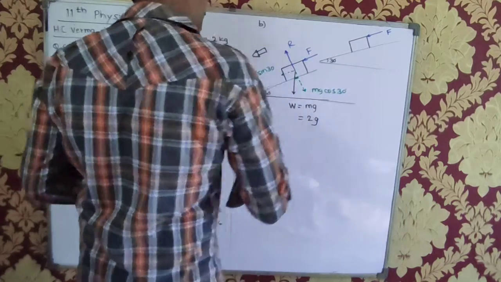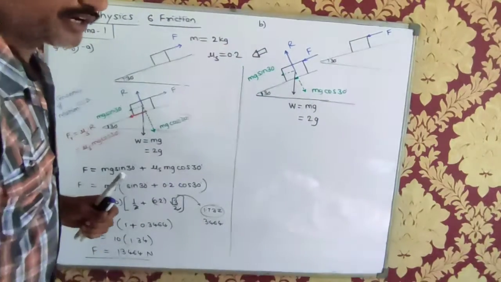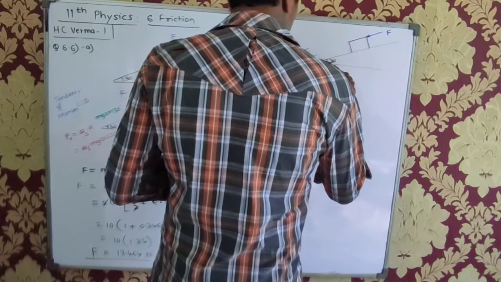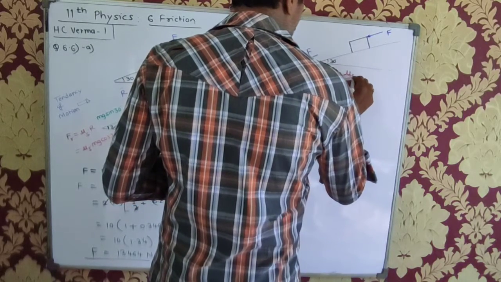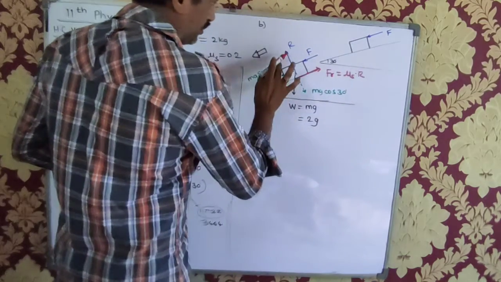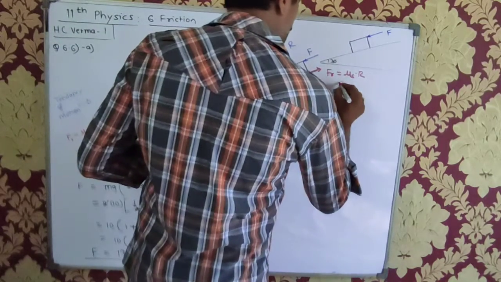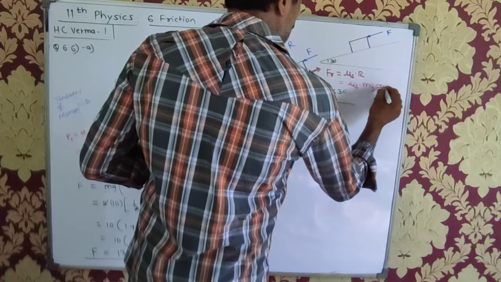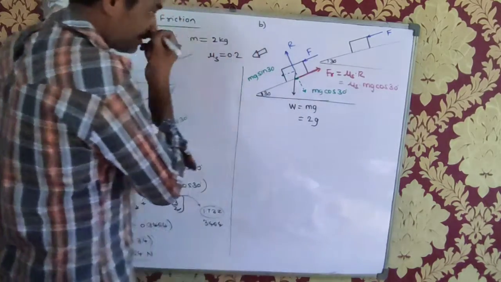Now the tendency of the motion is in the downward direction. So the force of friction is going to oppose this, and will be acting in the opposite direction, like this. So this is the force of friction. Fr is equal to mu s into normal reaction. But normal reaction is equal to this. So that is equal to mu s into mg cos 30. Isn't it? Yes.